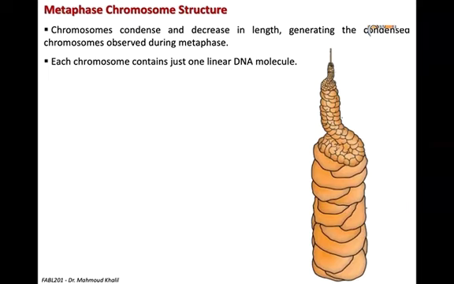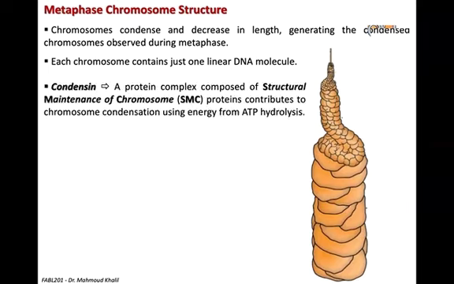Each chromosome actually contains one linear DNA molecule. For this process to happen in the chromosome, a specific protein called condensin is needed, and it is actually composed of a lot of other proteins, called structural maintenance of chromosomes, SMC proteins. All of these contribute to the process of chromosomal condensation. And of course, this process uses energy from ATP hydrolysis.